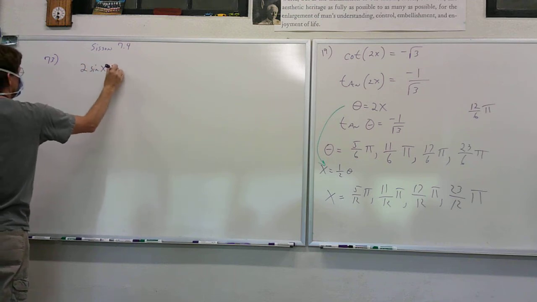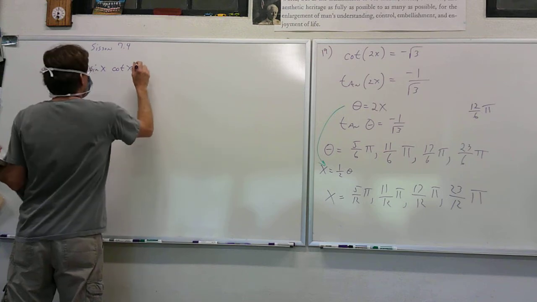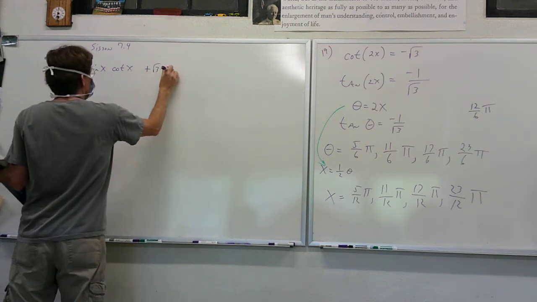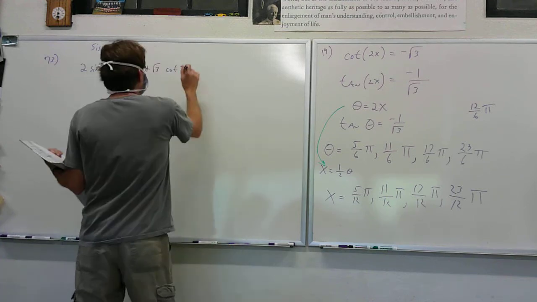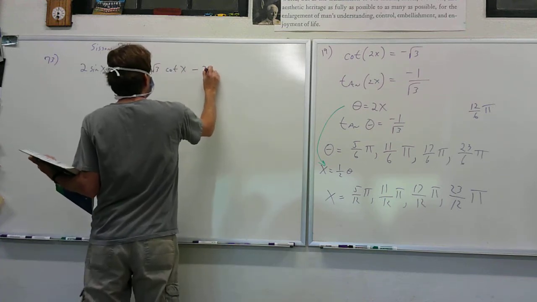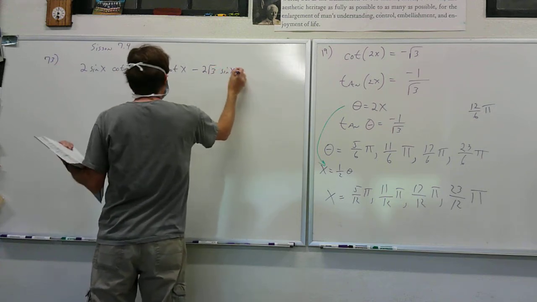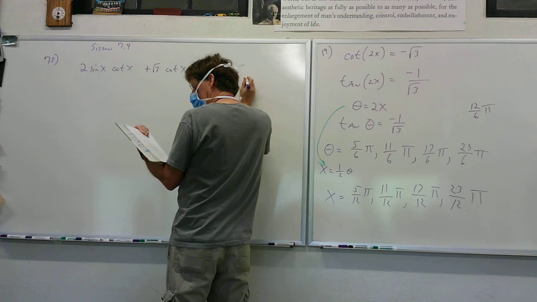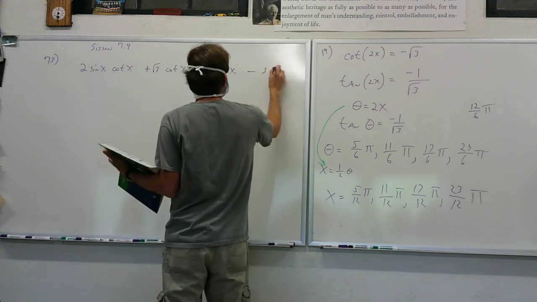2 sine x cotangent x plus square root of 3 cotangent x minus 2 square root of 3 sine x minus 3 equals 0.